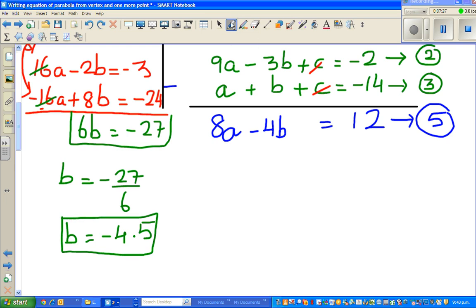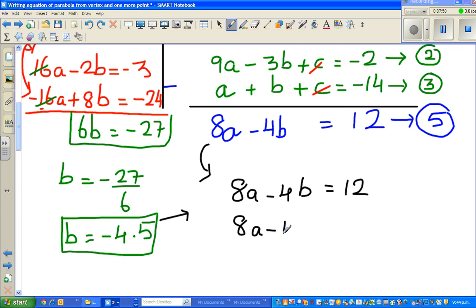So what do we know? Do we know an equation of A and B? So let me use black now. So I'm going to write this again. 8A minus 4B is equal to 12. Okay, so I'm going to put this into this. So this becomes 8A minus 4 times negative 4.5 is equal to 12.